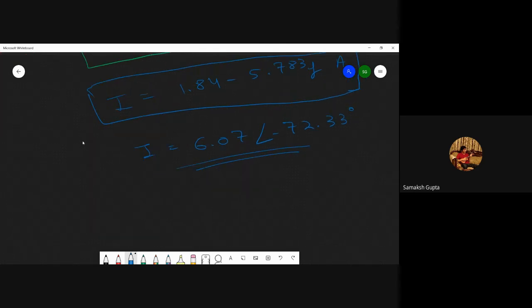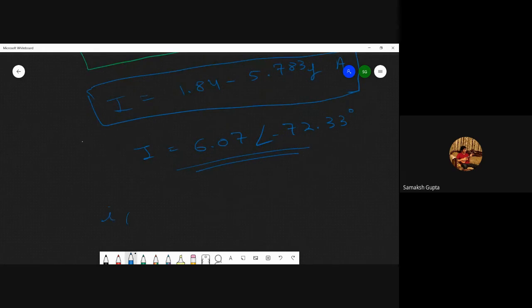And if we have to write it in the time domain, we just follow the same way. Now since we started with sine, we have to write sine only. So this will be 6.07 sine 314t minus 72.33 degrees. So this will be the expression for your current.